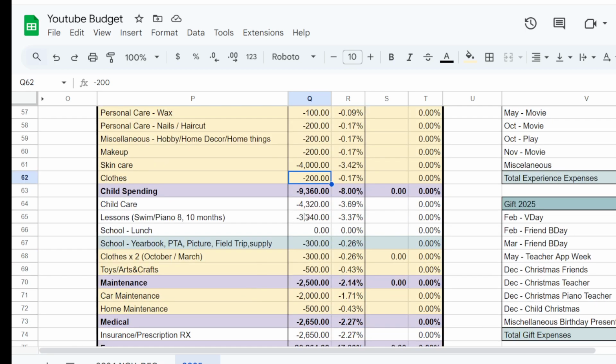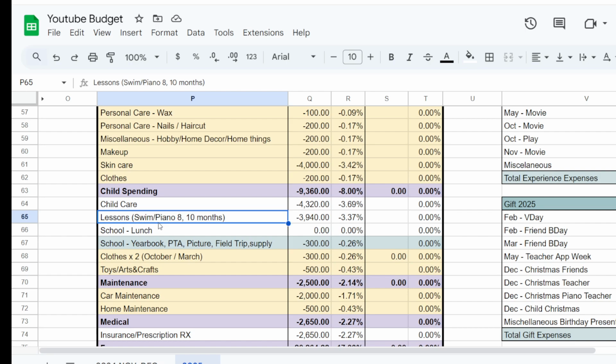So my childcare expenses: childcare is the summer camps and the after school programs that I put my child in while I'm at work. So I'm anticipating it being $4,320 for the whole year.